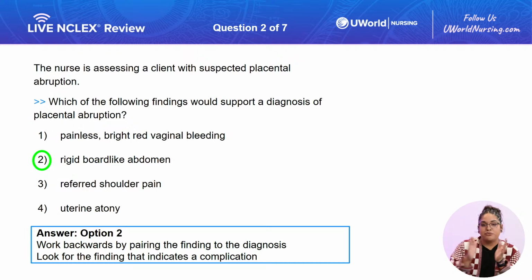Board-like, it means rigid. Just what it is. It means like a board. You see a board and it's rigid. That's what it means. Alrighty, let's move on to the next question, guys.